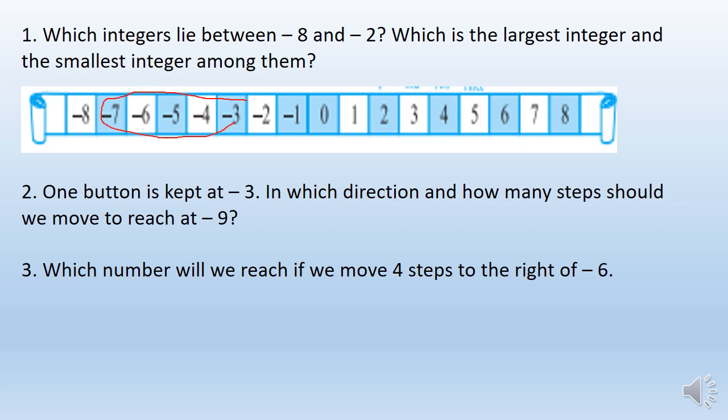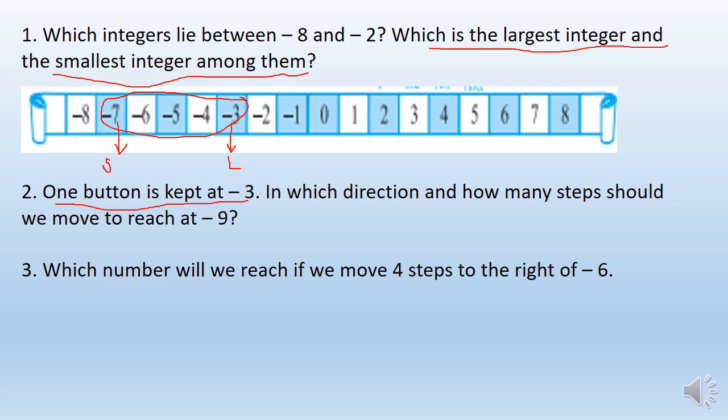Okay, and which is the largest integer and smallest integer among them? So out of this, which is it? It is on the left hand side, so is it the smallest or largest? Smallest integer. Okay, and as this is to the right hand side, it's the largest integer. Clear?